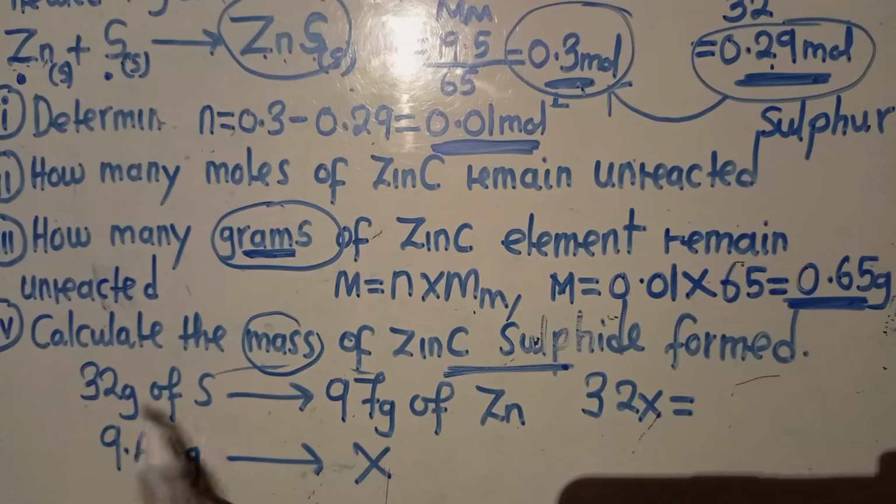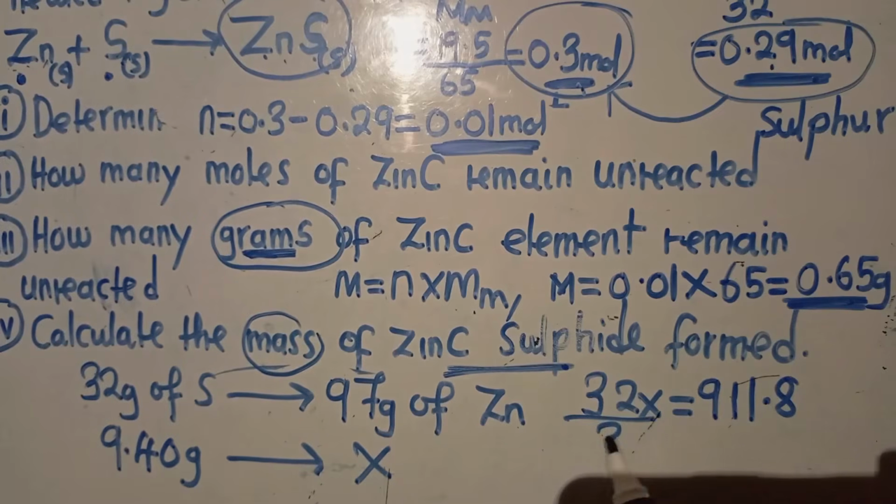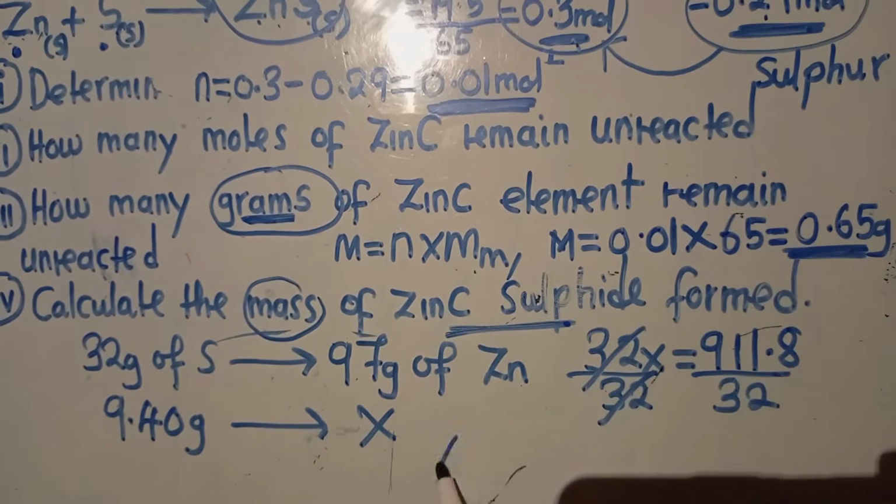So let us now continue and calculate this. We say, okay, this is 32x. What about this? If we multiply that, we say 97 times 9.40. What answer are we getting? We are getting 911.8, where we are going to divide by 32. We divide there by 32. This and that cancels out. Then x is equal to that answer divided by 32. What will be the answer? The answer we are getting is 28.49.